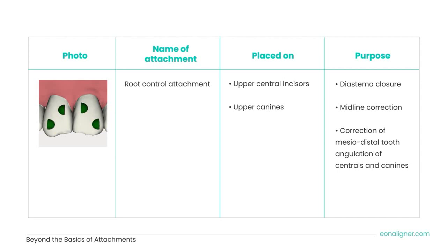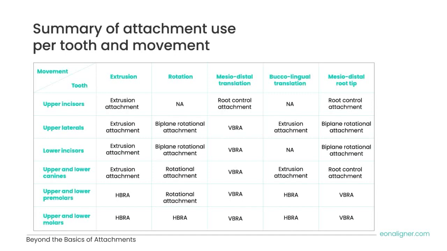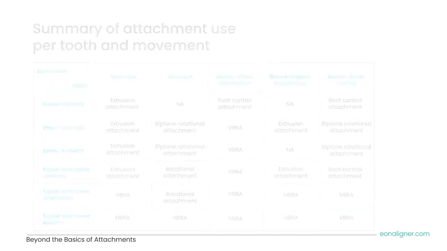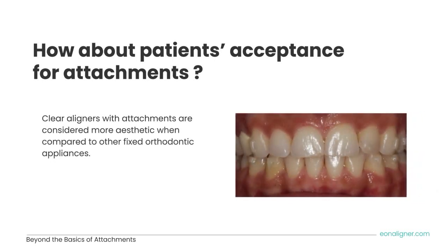Here is a useful table that summarizes some of the most common movements applied in orthodontics and the attachment needed for each specific tooth. When talking about attachments, we have to think about one important point. A patient who steps into our office seeking clear aligners treatment as a removable transparent orthodontic alternative might be hesitant to have anything bonded to his or her teeth. However, emerging evidence suggests that clear aligners with attachments are considered more aesthetic when compared to other fixed orthodontic appliances.